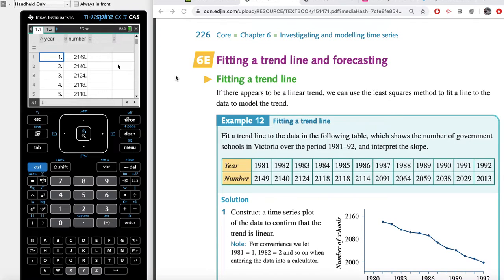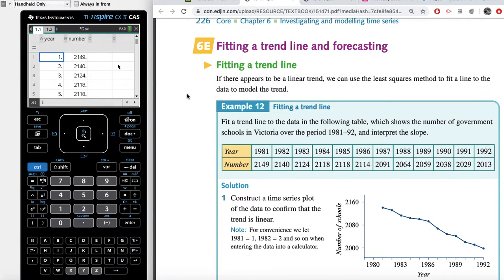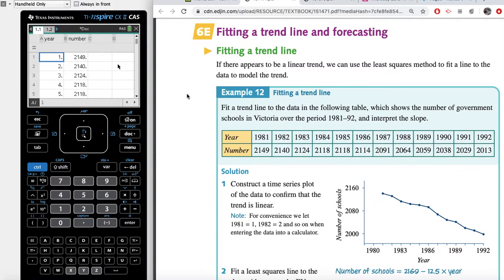Exercise we're going to look at is 6E, fitting a trend line and forecasting. This is the final exercise in our time series component, and I think you should be okay to do this one. Fitting a trend line. If there appears to be a trend line, we can use the least squares method to fit a line to the data to model the trend. We did that in our last SAC, fitting trend lines, least squares regression. We know what we're doing with this.